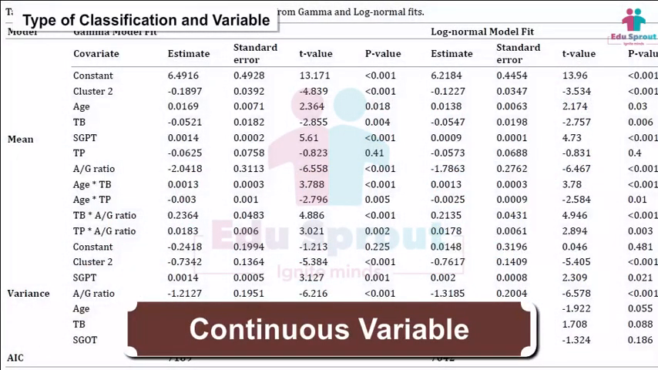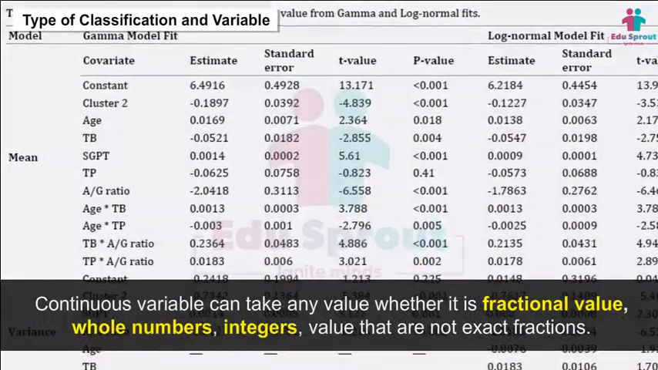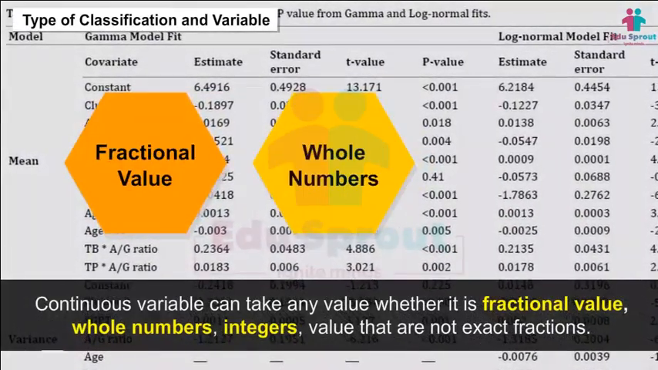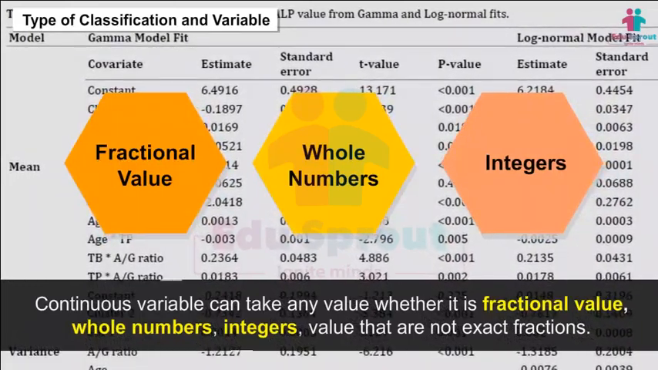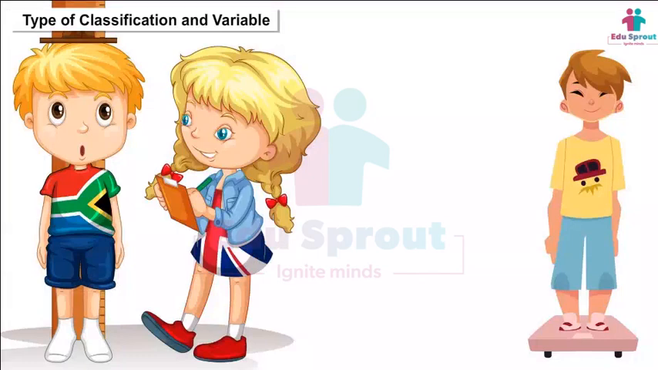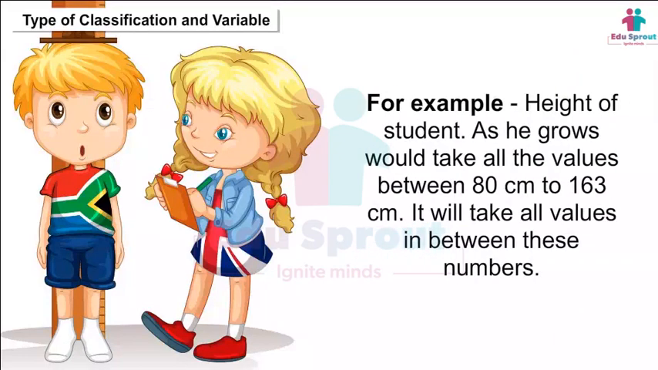Continuous variable. A continuous variable can take any value, whether it is a fractional value, whole number, integer, or value that is not an exact fraction. The examples of continuous variables are weight, height, time, and distance, etc. For example, the height of a student as he grows would take all the values between 80 cm to 163 cm. It will take all values in between these numbers.